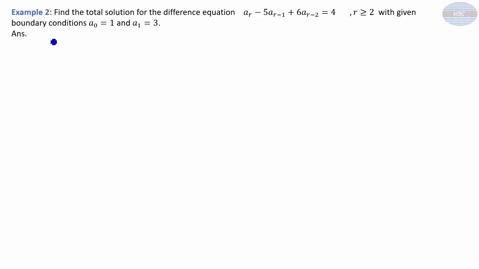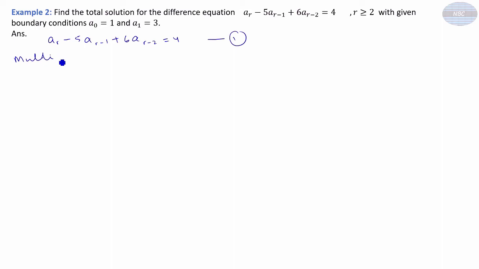Come to example 2. So here we have a differential equation of order 2 with some boundary condition. Let us write down the differential equation once again. It is ar minus 5 ar minus 1 plus 6 ar minus 2 is equal to 4. So let it be equation 1. We have boundary conditions a0 is equal to 1 and a1 is equal to 3, it's given.